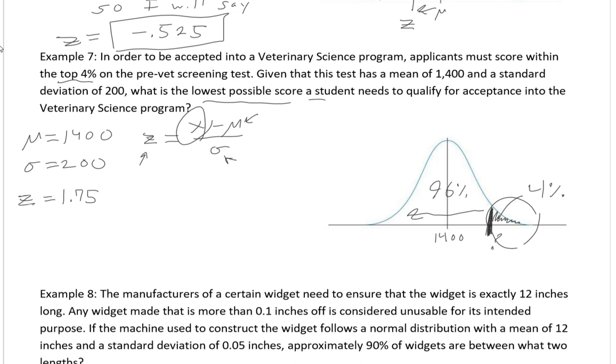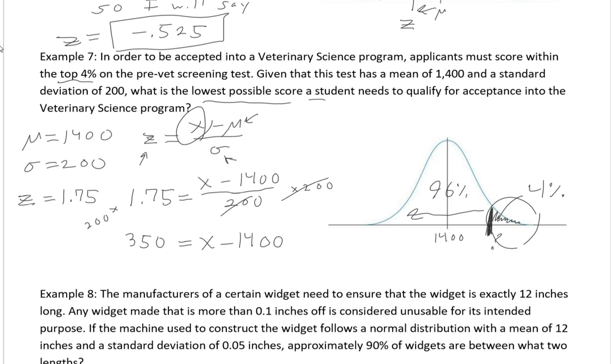If I use 1.75 as my z-score in my formula, I can try to solve for x by plugging in everything else: 1400 for the mean, and a standard deviation of 200. All right, so we need to do a little bit of algebra. I'm going to multiply both sides here by 200. If I do 1.75 times 200, I will get an answer of 350. And that equals x minus 1400. So that's how I get rid of that division.